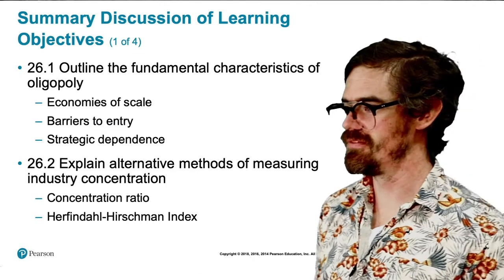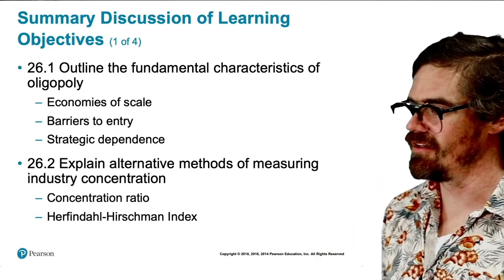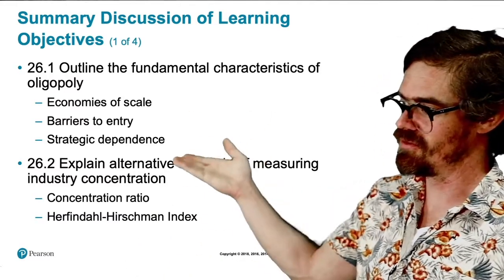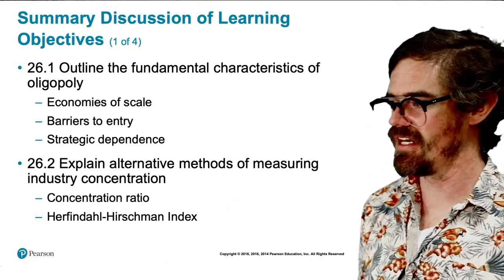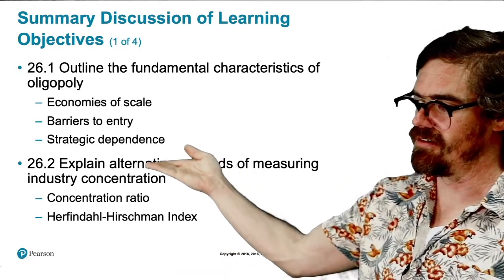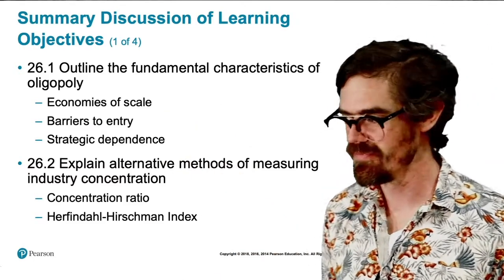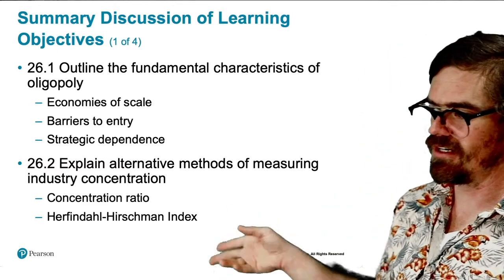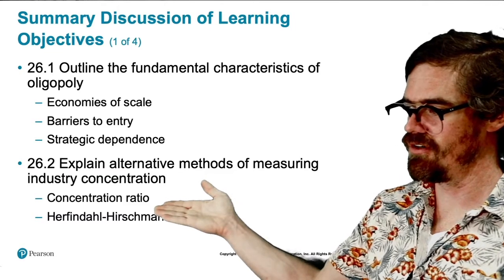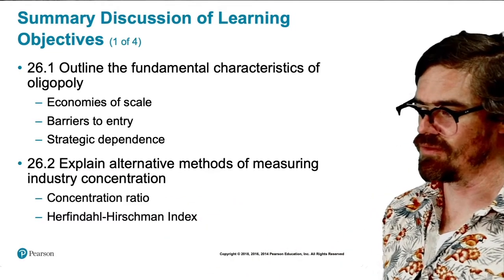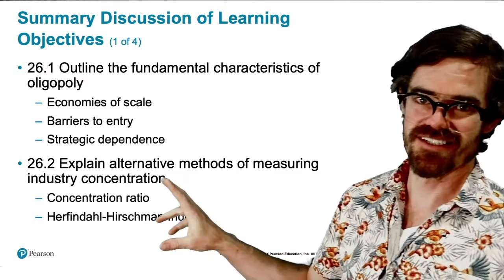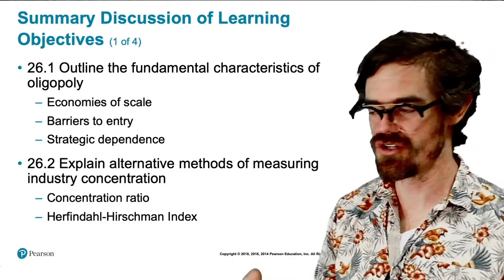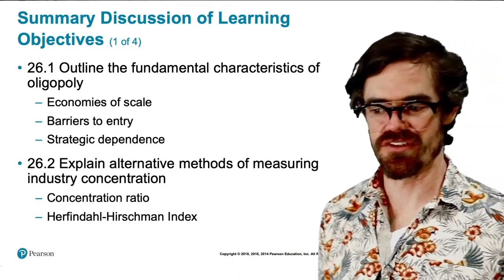All right, so this is what we saw, right? A quick summary of our learning objectives. We looked at the fundamental characteristics of oligopoly and how they can come to existence, including economies of scale, barriers to entry, and the fact that it gives rise to strategic dependence. We talked about the alternative methods of measuring industry concentration, the concentration ratio and the Herfindahl-Hirschman index, and we saw that there is a slight problem with the concentration ratio, and it doesn't give us the full picture. The HHI kind of gives us a better picture.